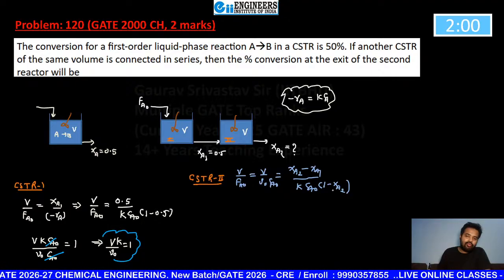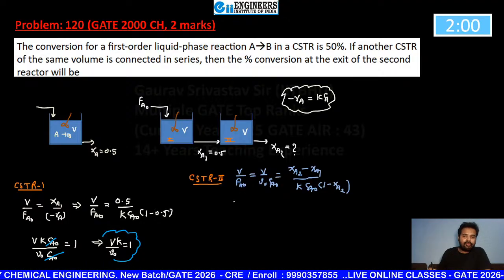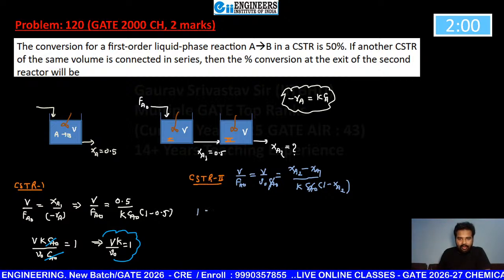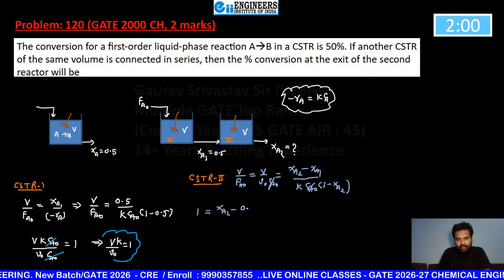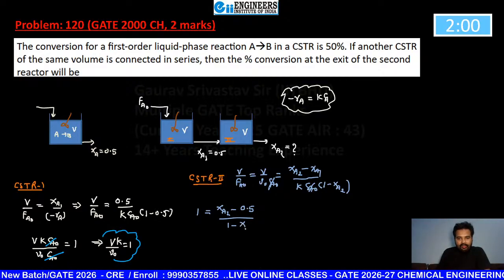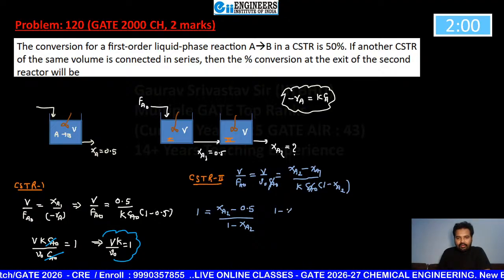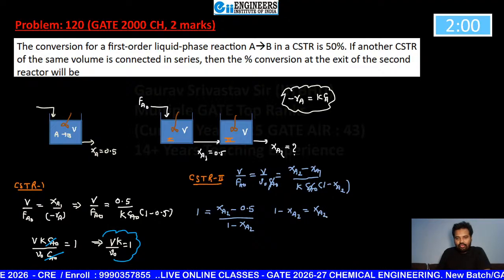Had you taken 1 or 2? It's k CA2, and CA2 can be written as CA0 (1 minus XA2). Now CA0 cancelled with V by V0, and in this place you can write 1. So 1 equals XA2 minus 0.5 upon 1 minus XA2. Further moving, you can write 1 minus XA2 equals XA2 minus 0.5.